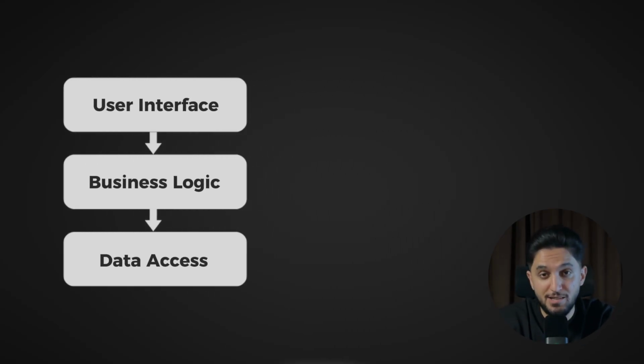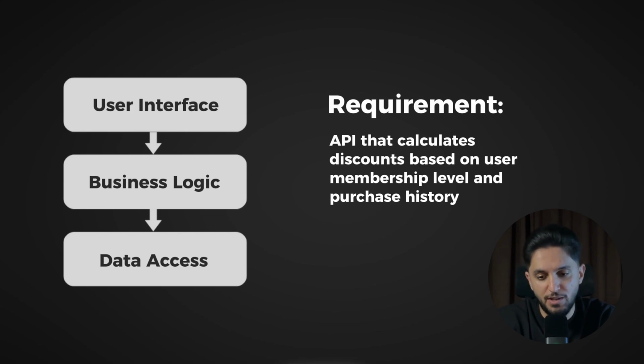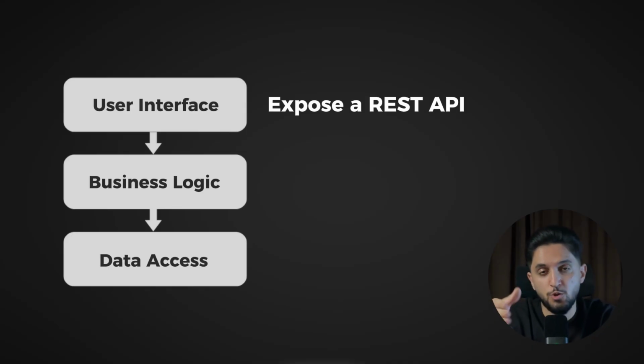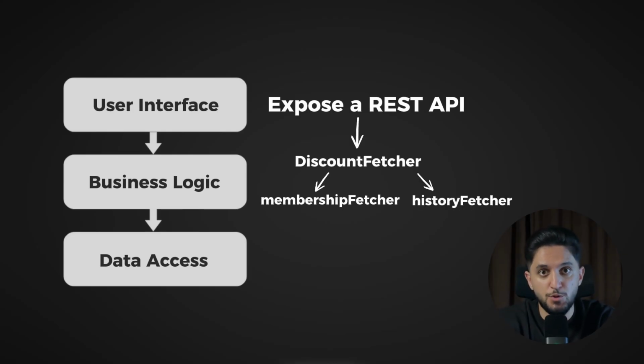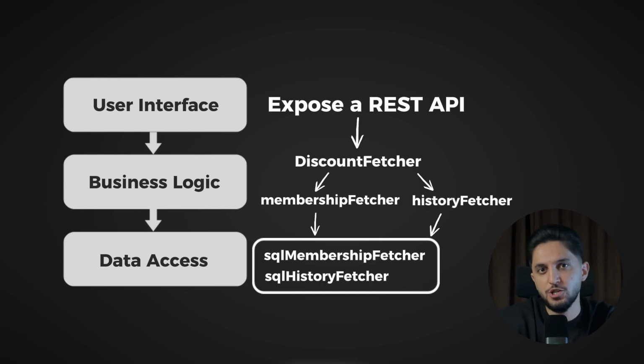So let's say I asked you to add an API that determines a discount based on the user membership and purchase history. In the UI layer, you just add code to expose a REST API. Then this code delegates to a service in the business layer. Then in the business logic layer, this service uses 2 other services to fetch the user membership and the purchase history and then decide on the discount. But those other services used here are just interfaces, and the actual data access logic is implemented in the data access layer. So in this layer, you would actually write the SQL logic to fetch data from the database.